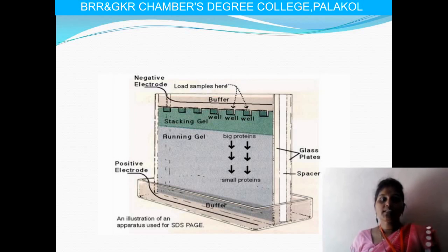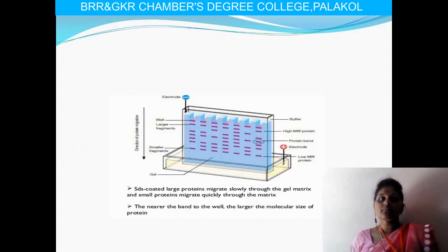Here big proteins and small proteins are separated one by one. First we add the separating gel or running gel, then the stacking gel. Before adding the stacking gel we pour some water, and then we add the next gel, called the stacking gel. We can use dyes in the two different types of gels. Then we add the comb, and when it is placed we can observe wells. These wells are loaded with the samples.